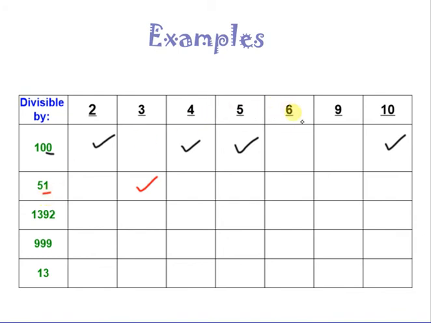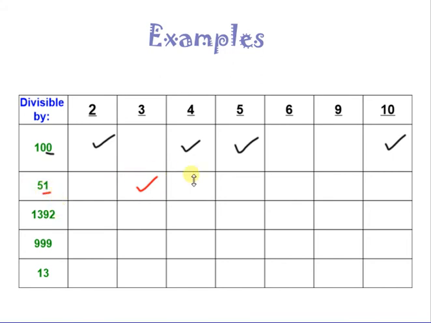Does 6 work? Automatically go check 2 and 3. They both don't work, or sorry, one of them does not work, and so 6 won't work. Does 9 go into 51? 5 plus 1 is 6, and 9 does not go into 6 evenly. And does 10 work? No, because it does not end in a 0.